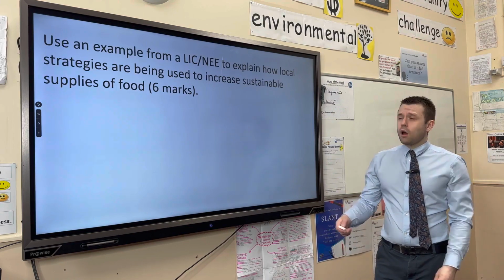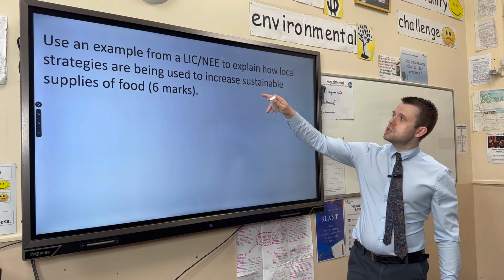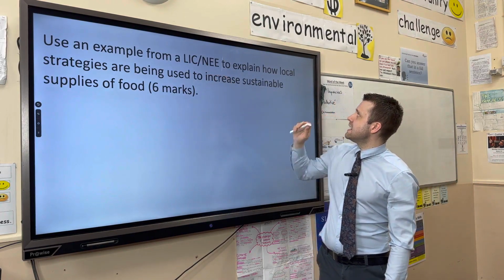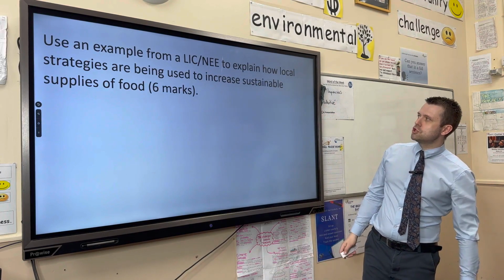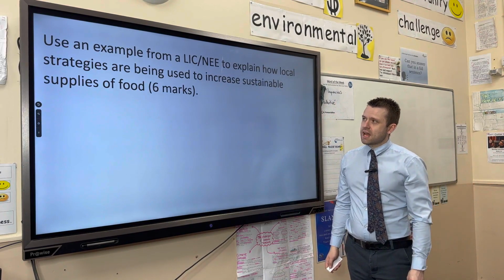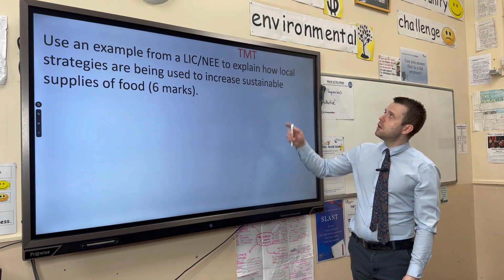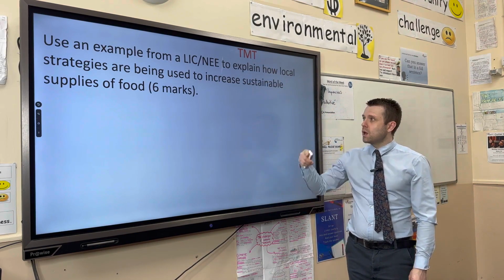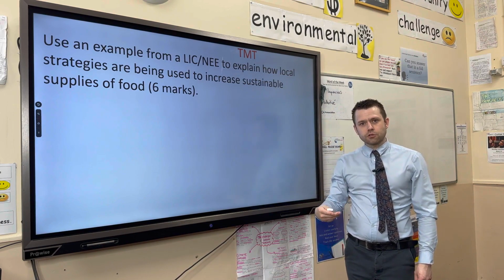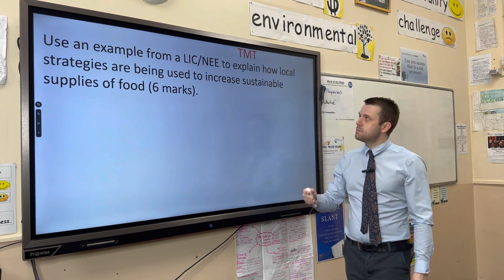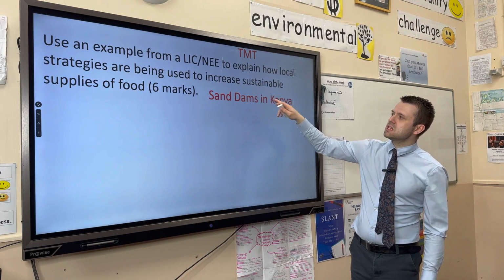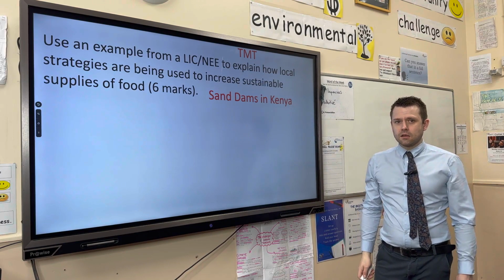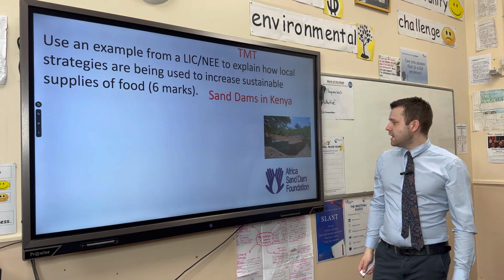In terms of this question, use an example from an LIC or NEE to explain how local strategies are being used to increase sustainable supplies of food. The word explain, we use the phrase this means that. When you think you're going to write a full stop, turn it to a comma, write this means that. And we use the sand dams in Kenya. So Makueni County in Kenya.